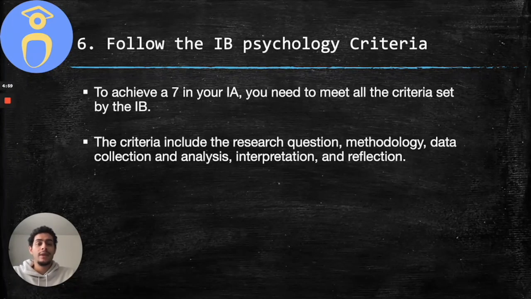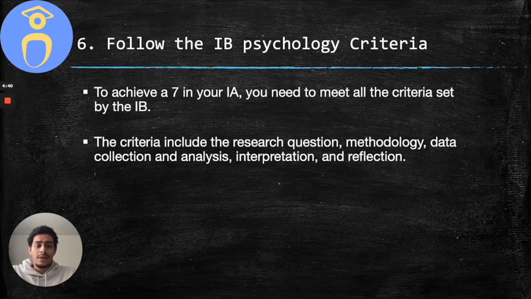Number 6 is following the IB psychology criteria. I know this one goes without saying, but to achieve a 7 in your IA, you do need to meet all the criteria that is set by the IB. And it's really easy to miss something out, so you want to make sure that you keep checking back and making sure that you've met all the requirements and are providing everything that they want you to provide.